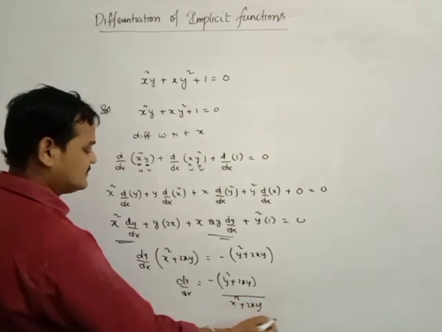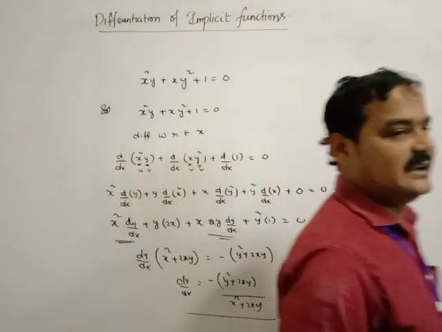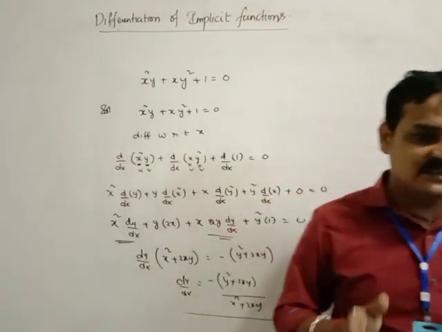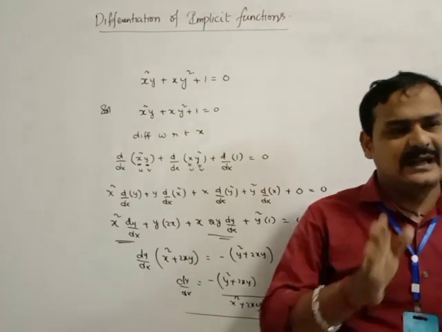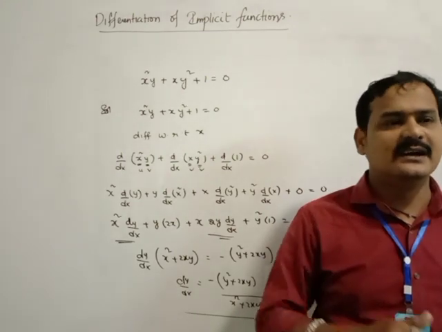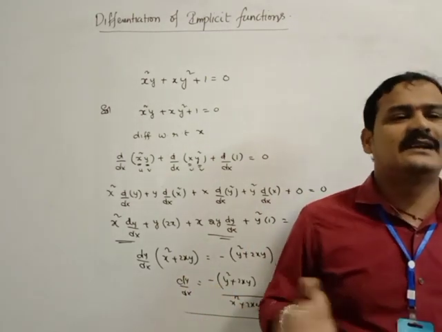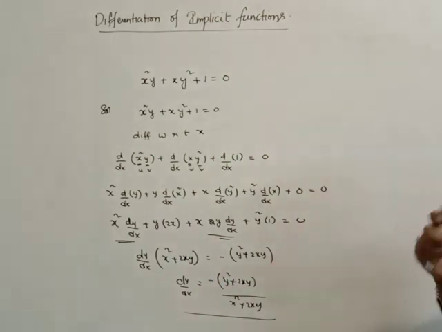Very easy method, very important and very easy. Simple. Remember one thing: while differentiating with respect to x, treat y also as a function. Directly find the derivative. Keep the dy by dx terms on the LHS side and the remaining terms on the RHS side. Finally divide, and you can get the answer. This is one of the very important questions.